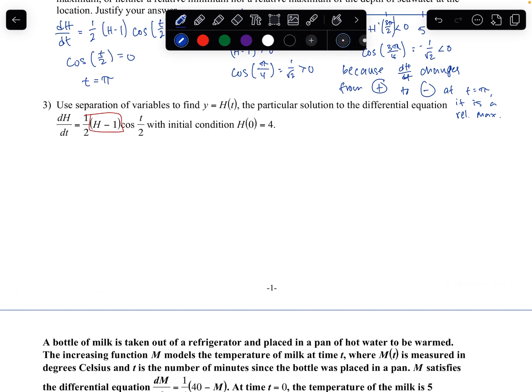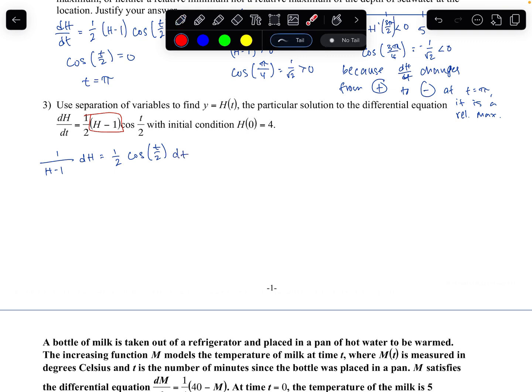I'm going to divide out h minus 1. I'm dividing that out, so then I would have 1 over h minus 1 dh, and at the same time I'm going to multiply by dt, so that's over here. Keep in mind that I still have this 1/2 cosine of t over 2 dt.